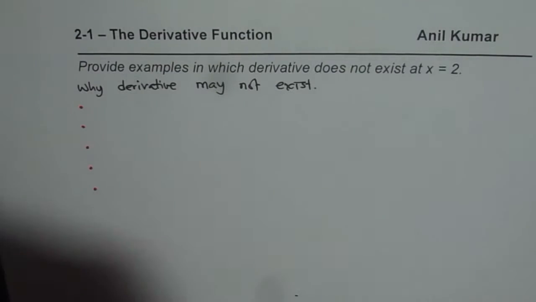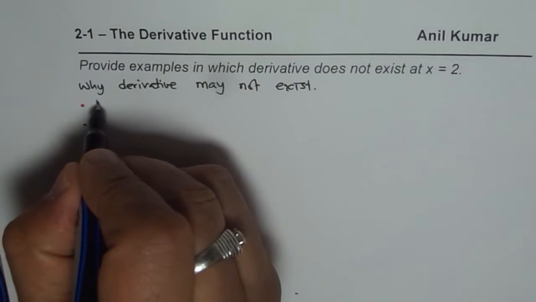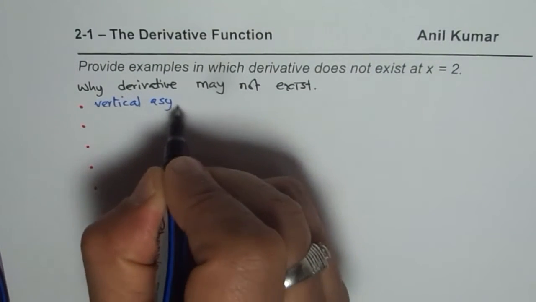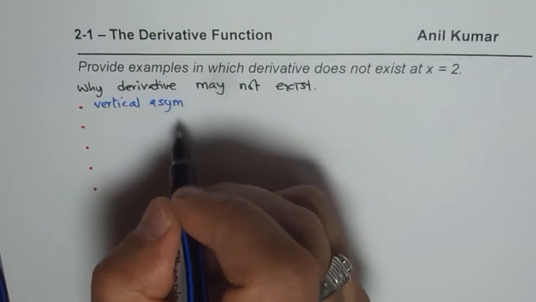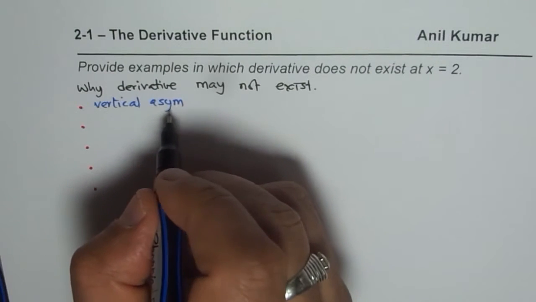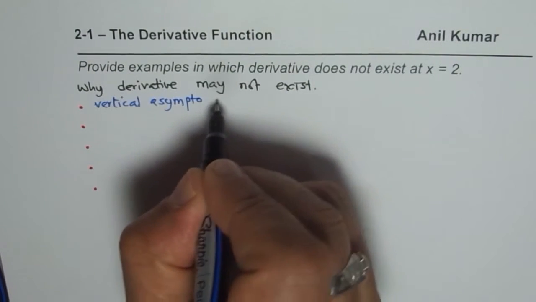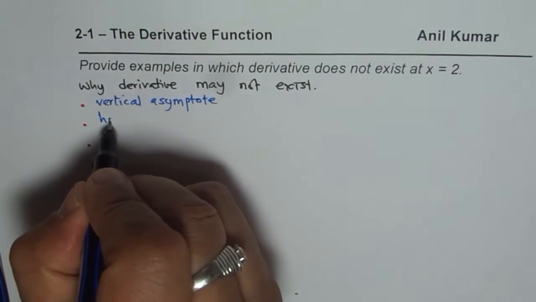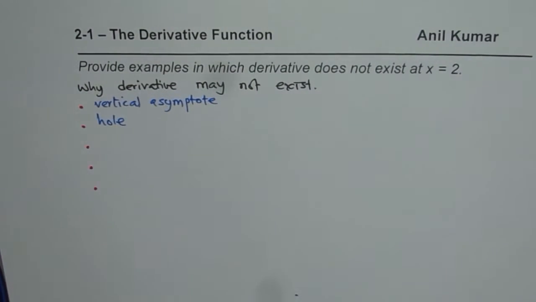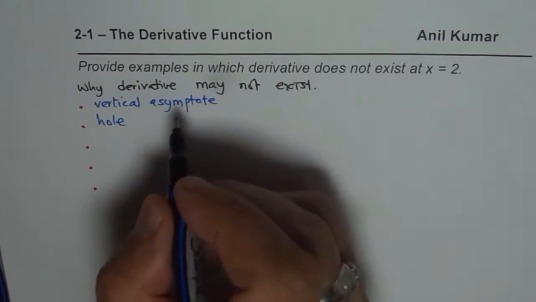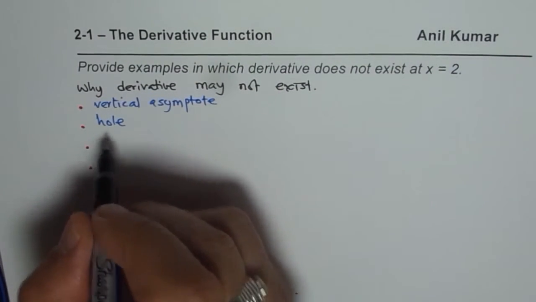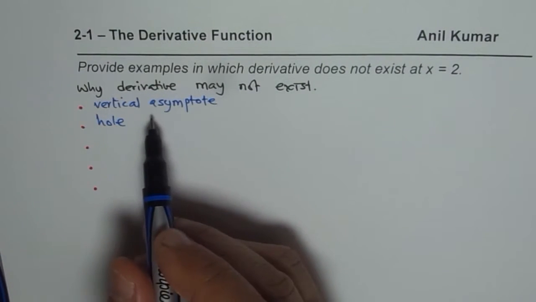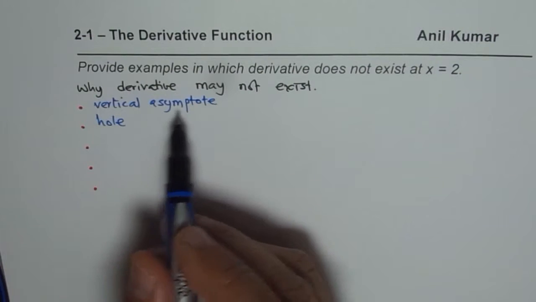So one reason could be we have a vertical asymptote, right? That could be a point, or I mean x equals to that value, which will not be differentiable. So vertical asymptote. The other point could be a hole. As you can see, these are the points which are not in the domain, correct? So these points may not be in the domain of the function, and therefore you cannot have derivative at that point. That is one reason.